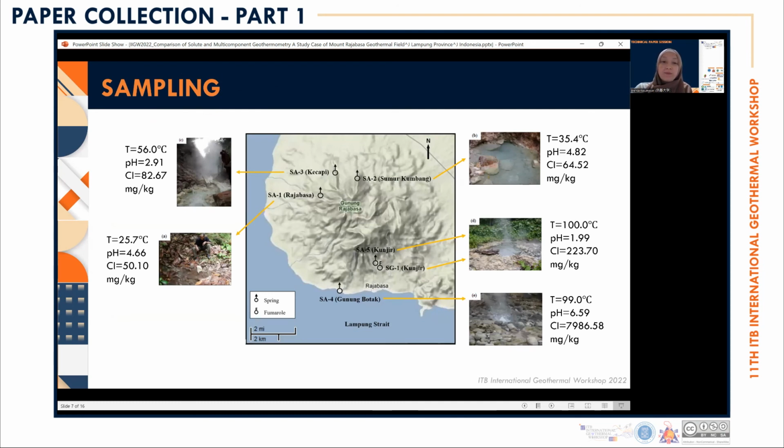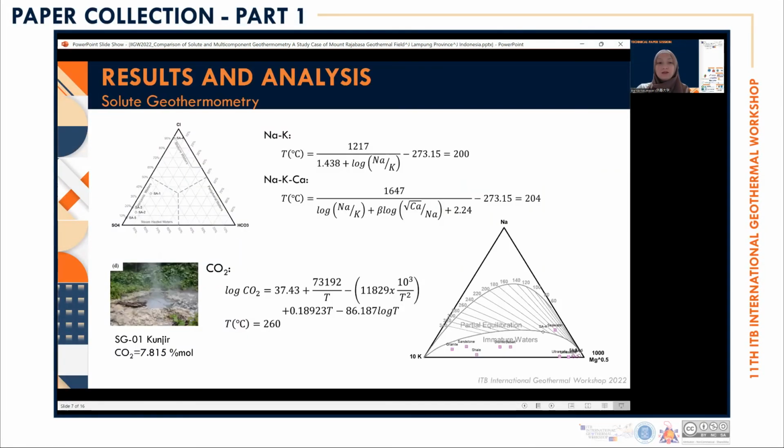Moving on to the sampling points, please take a look at this figure. Water and gas samples are obtained from each manifestation. A few of the physicochemical characteristics are written here too. Based on the compositions of major anions and cations, we try to estimate the temperature from solute geothermometry and then use the multi-component geothermometry as an evaluation method.